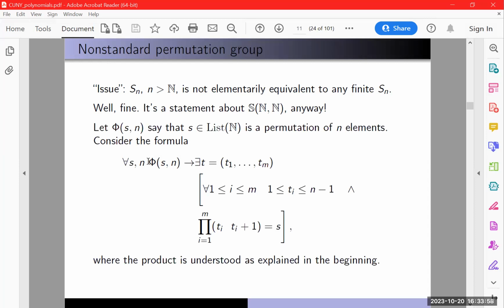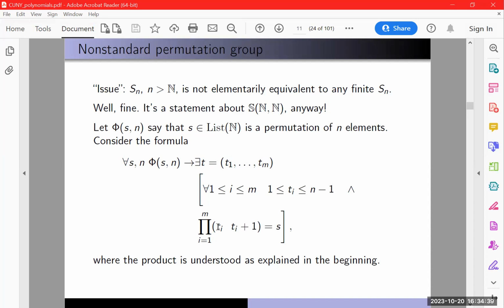It says that if S is a permutation on n elements, then there is a tuple of numbers Ti such that the product of the adjacent transpositions defined by the Ti's is equal to S. And we can write all of that in the language of the least superstructure by approaching this product the same way as I explained this summation a few slides ago.